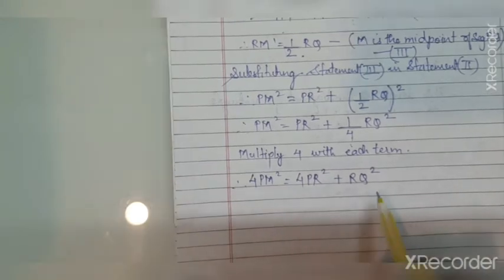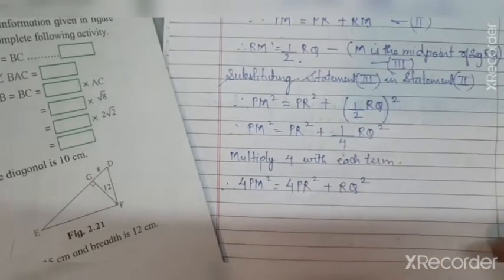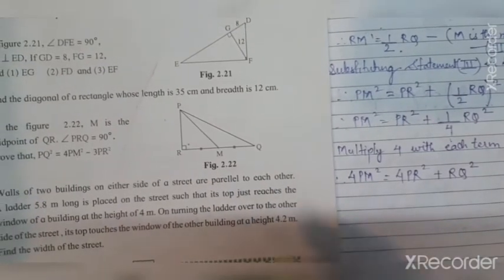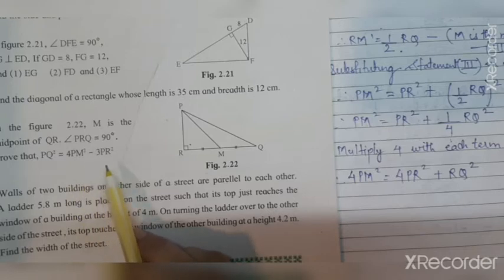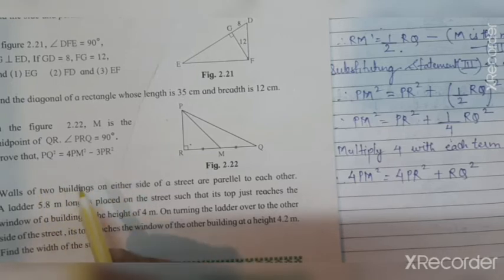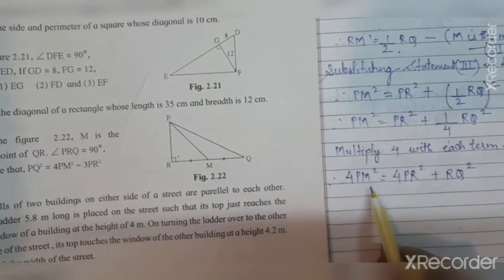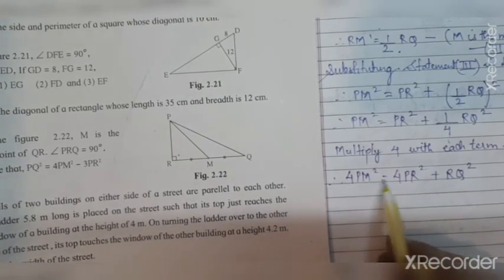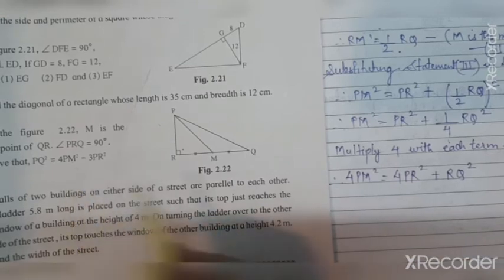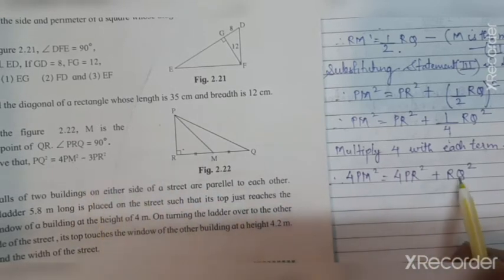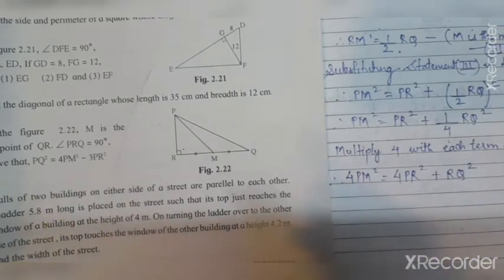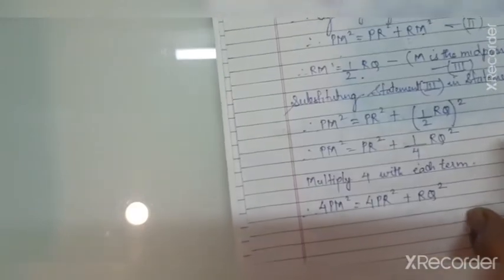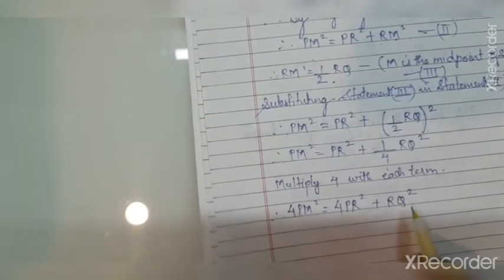Now if you look at this, what we have got and what is asked to prove: what is asked to prove is PQ square is equal to 4 PM square minus 3 PR. So there is PQ, PM and PR. Out of this, we want PM, we want PR, but we don't want RQ. Instead of RQ, we want PQ. So how can we remove this RQ and get PQ?